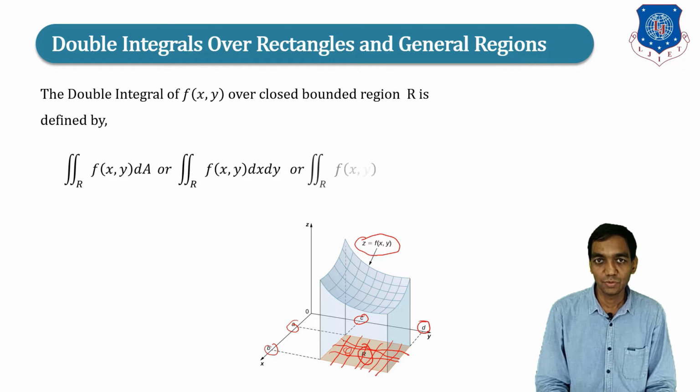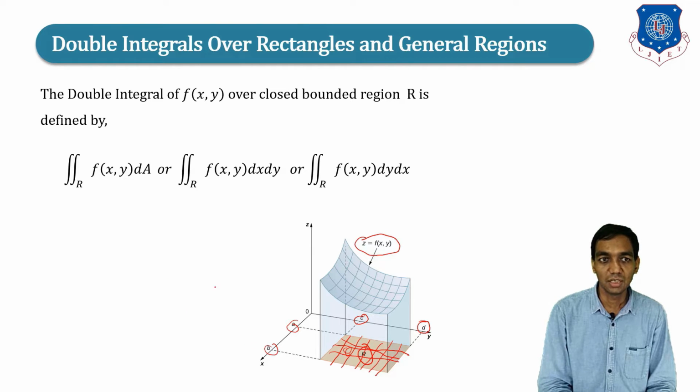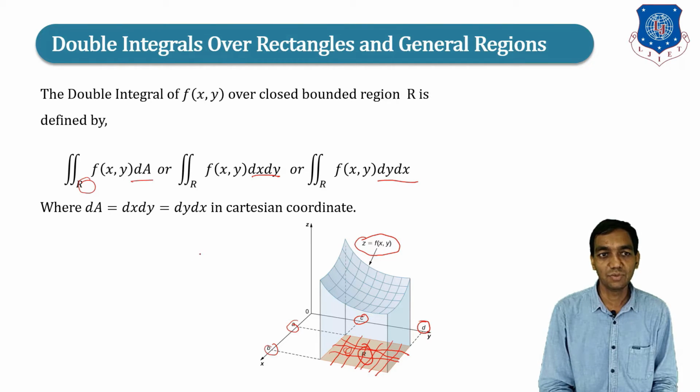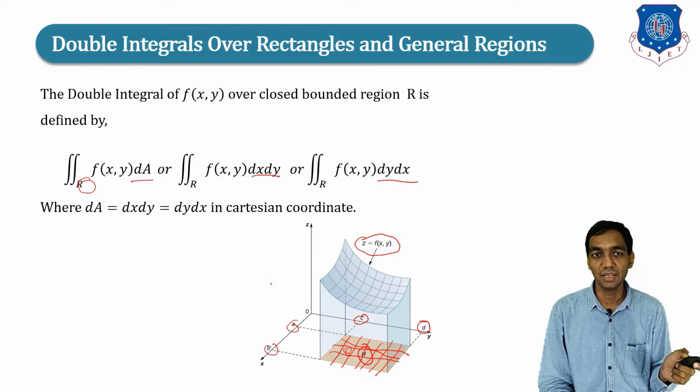So double integration of f of x comma y is defined as a double integration over a region. Double integration over region R of f of x comma y dA, or double integration over region R of f of x comma y dx dy, or double integration over region R of f of x comma y dy dx. That means dA is nothing but dx dy, correct? That is taken from the small region over R.